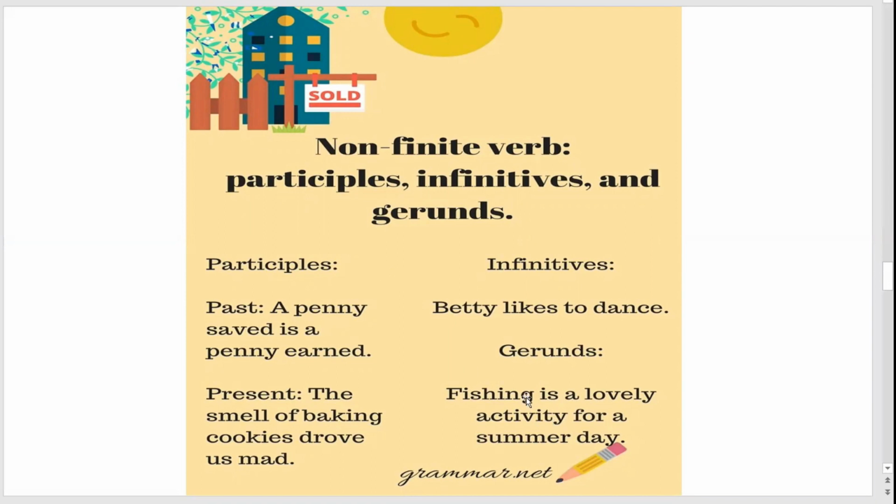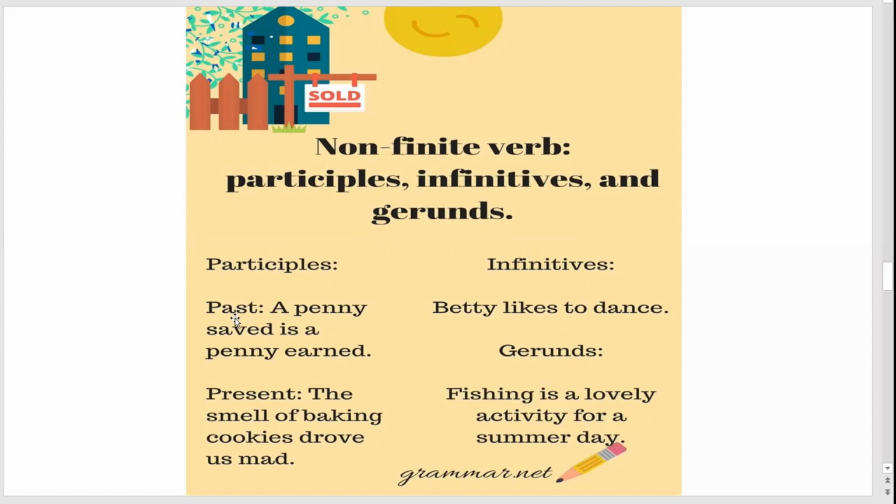Similarly, here after "fishing," you cannot find anything. There is no noun at all. It is not describing anything, but is just acting like a noun, and so it is a gerund here. Fishing is a lovely activity for a summer day. I hope you have followed.